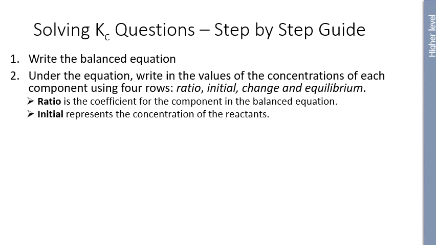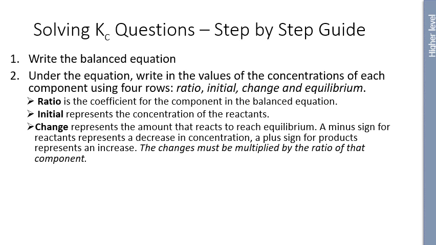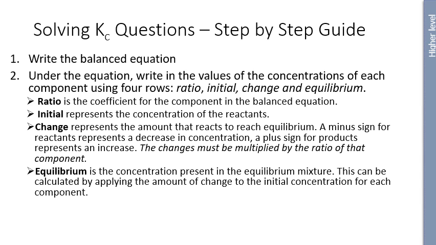The initial represents the concentration of the reactants at the start, the initial concentrations. Obviously, the product's concentration is going to be 0 because there has been no reaction yet. The change represents the amount that reacts to reach equilibrium, and a minus sign for reactants represents a decrease in concentration. A plus sign for products represents an increase, and the changes must be multiplied by the ratio of that component. That's why it's important to have the ratio.